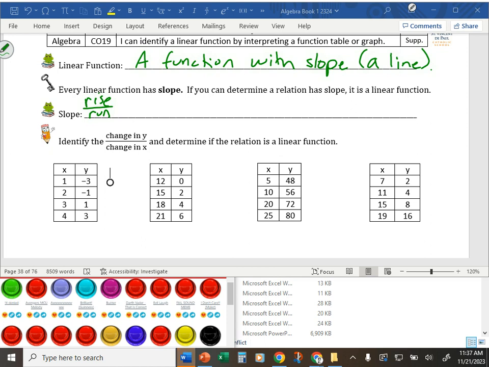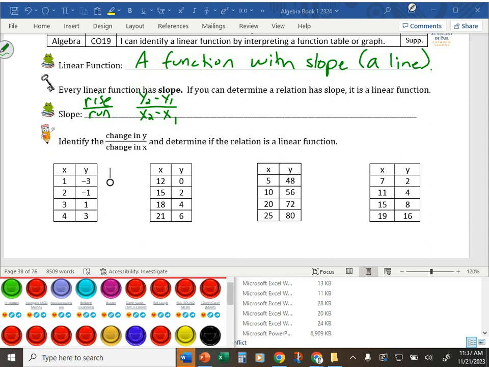Y2 minus Y1. Sure, we have the slope formula: Y2 minus Y1 over X2 minus X1, right? That was one of your entrance exam objectives where you had to find the slope given two ordered pairs. And that's the formula that you probably used. Excellent. What else?